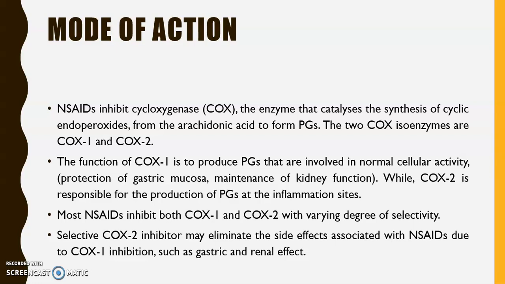Most NSAIDs inhibit both COX-1 and COX-2, of course with varying degrees of selectivity. There are some NSAIDs which inhibit only COX-2. Hence, there is an advantage that it will eliminate the side effects associated with NSAIDs due to COX-1 inhibition, like gastric and renal effects.